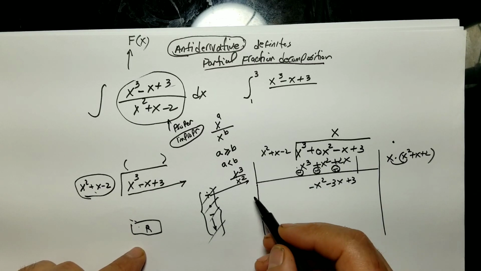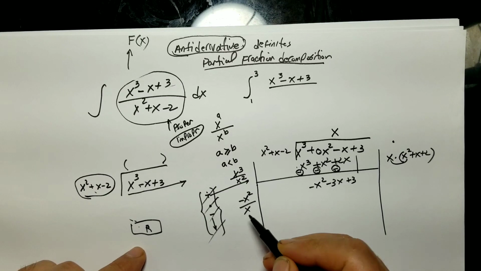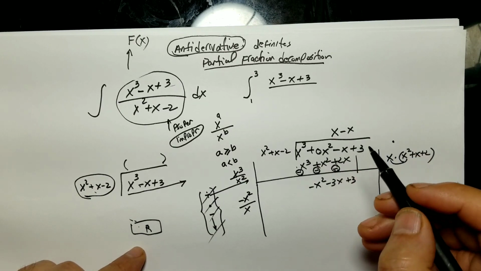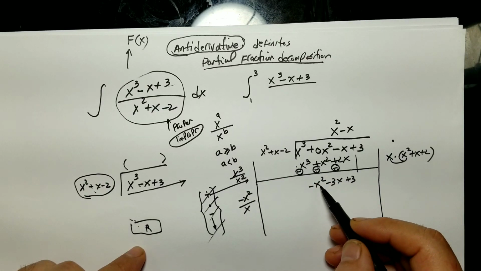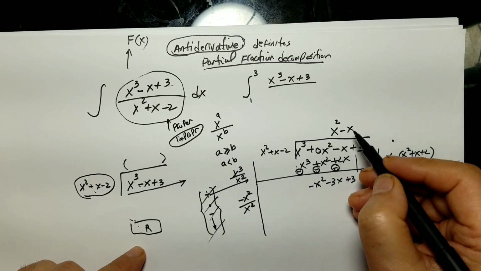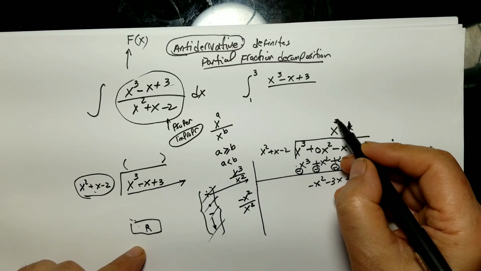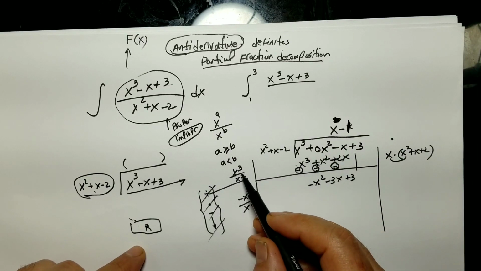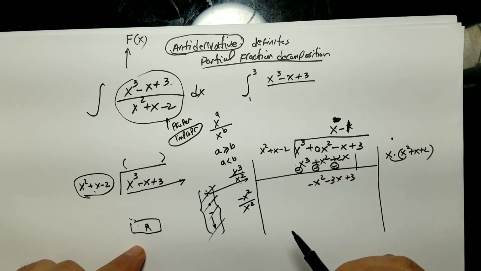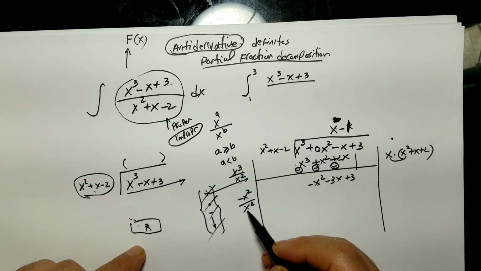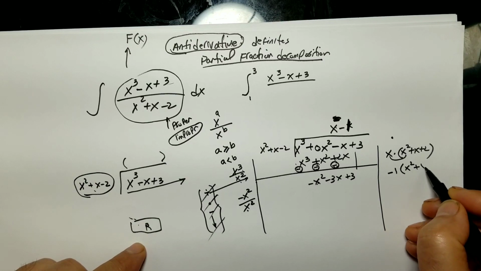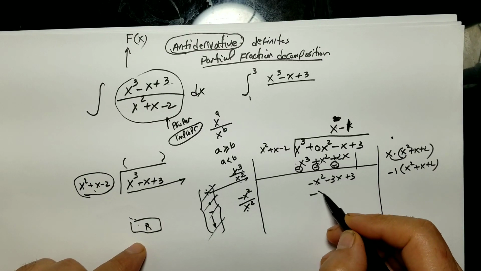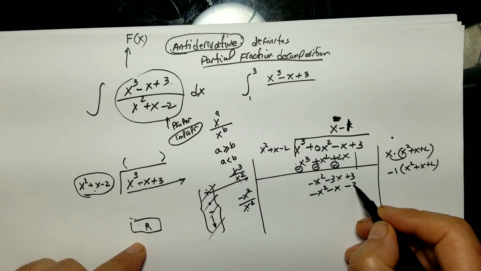I start again. Negative x squared over x becomes a negative x. Oh, that was x squared. No, x cubed over x squared was an x. Oh, x squared over x squared is a negative 1. I made a mistake. Okay, this one was x cubed over x squared is an x. And this is negative x squared over x squared is negative 1. I multiply negative 1 by x squared plus x plus 2. That becomes negative x squared minus x minus 2.